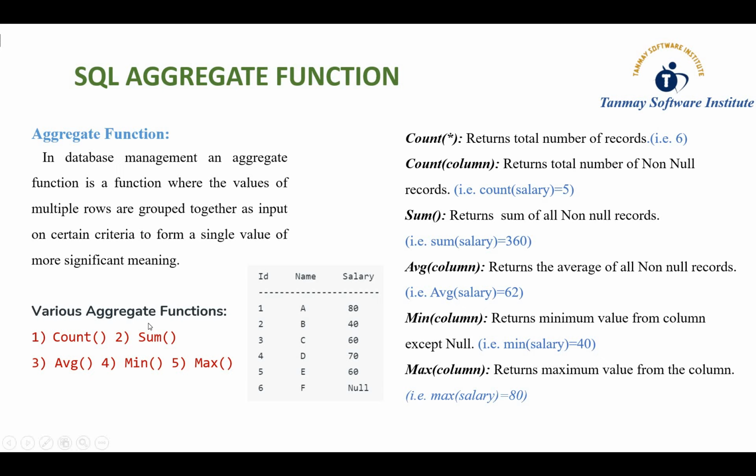For example, COUNT. Suppose I apply COUNT on the ID column, so how many records are there in total? 6 records are there, so here you will get 6. The total number of records available in a particular column is called the count. Then SUM means what? If I apply SUM on salary, then the sum of all salaries is grouped together and only one value is returned. So an aggregate function returns only one value.